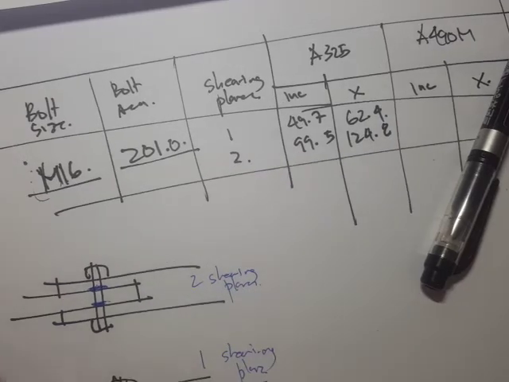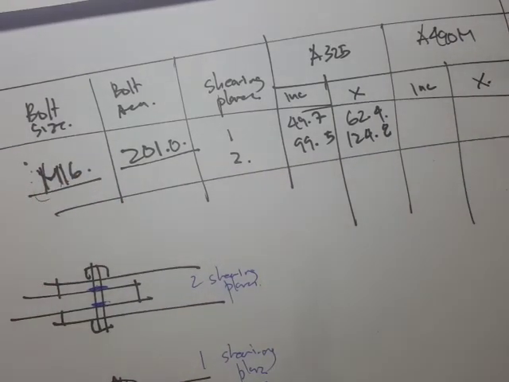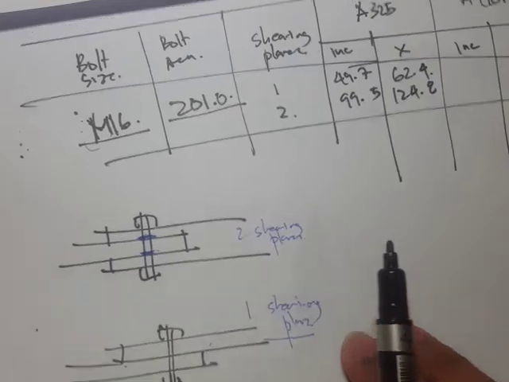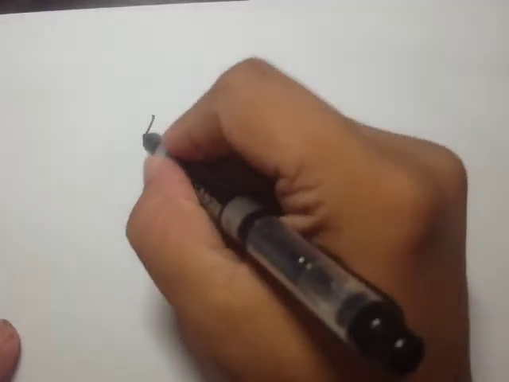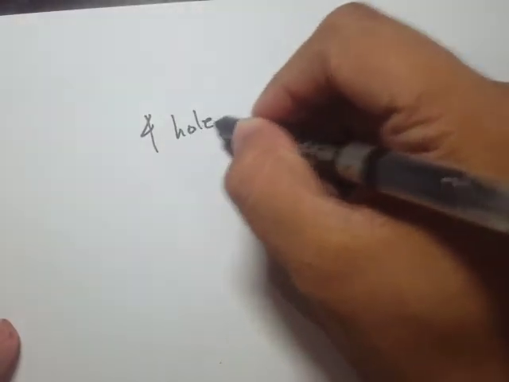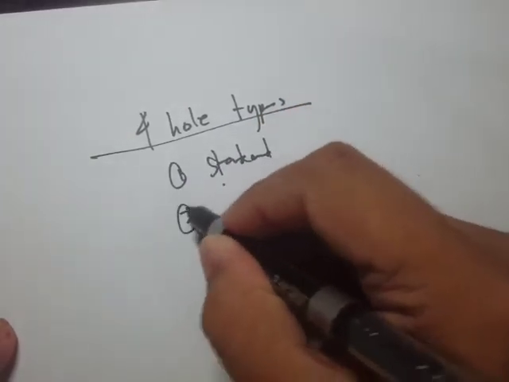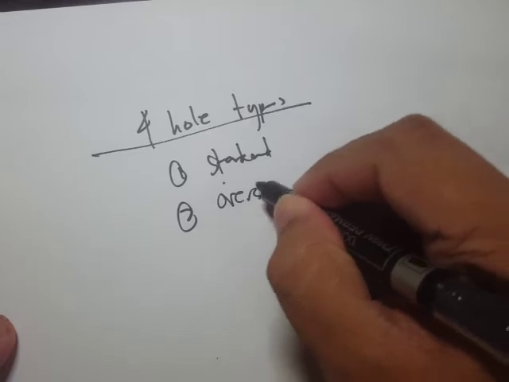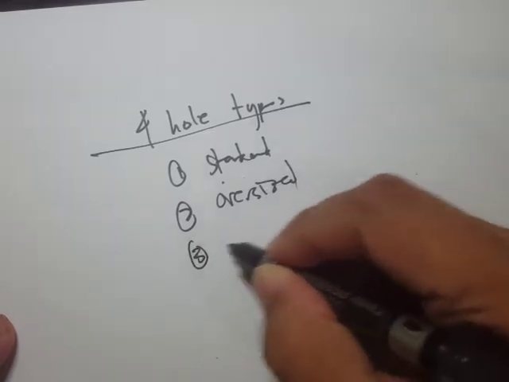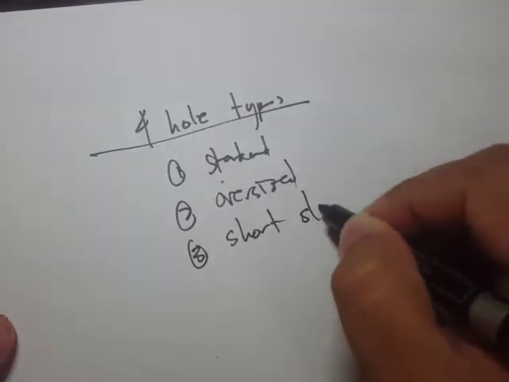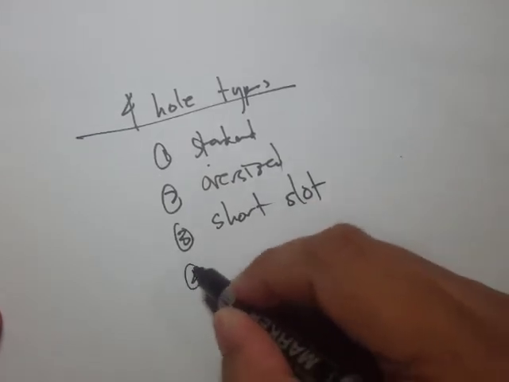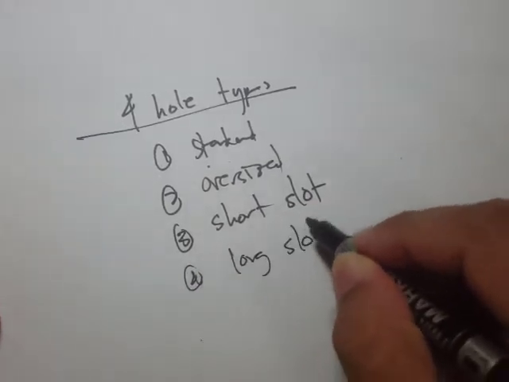Okay, so that's all for our shear capacity. Now let's move on to the size and use of bolts. We actually have 4 hole types. One is the standard, the second is the oversized, the third is the short slot, and the fourth is the long slot.